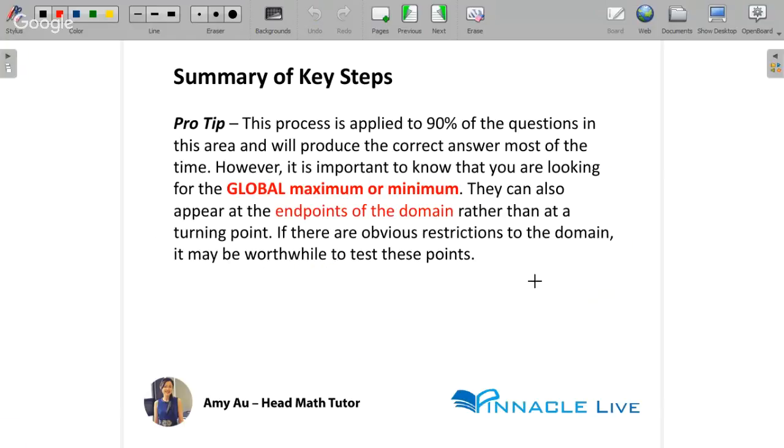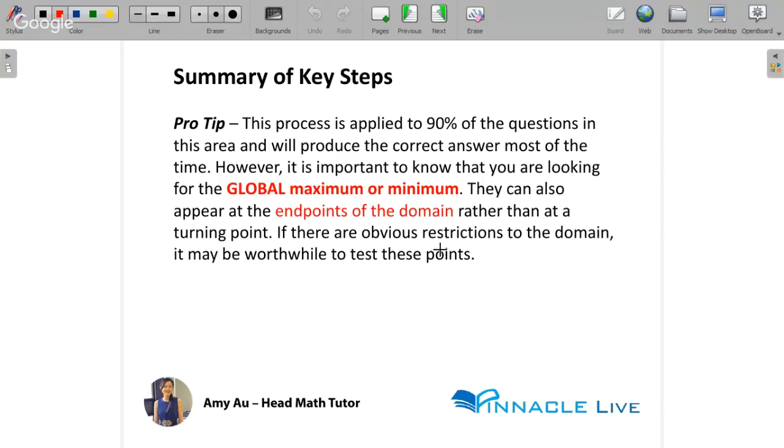A little bit of a pro tip here. The steps I've just summarized for you apply to 90% of the questions in this area. We're using calculus to identify the minimum or maximum point, but to be perfectly correct, that's not really the entire process, although 90% of the questions pretty much stop there. You just look at the maximum or minimum turning point, and that's most likely your answer.